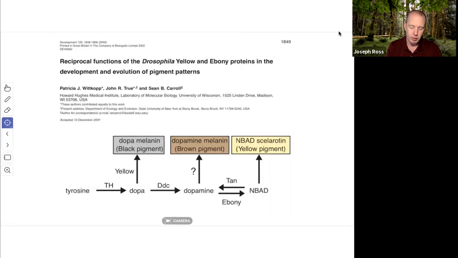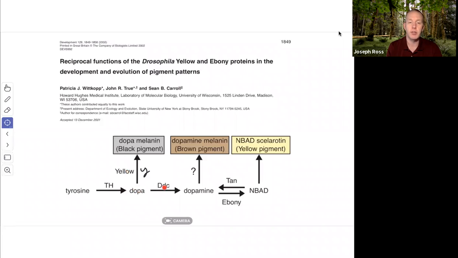This is the pathway that starts with the amino acid tyrosine, and that's converted. So this is not a gene pathway. This is a biochemical or an enzyme pathway. So these are not genes now. Tyrosine is a chemical that's processed by an enzyme, TH, I believe tyrosine hydroxylase, into DOPA. And that DOPA can go down one of two pathways. It can be processed by the yellow enzyme, which we're also going to denote just with a single letter Y, into dopamelanin, which is melanin. It's a black pigment.